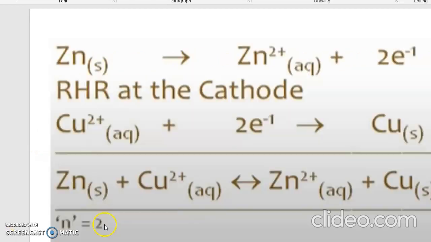We will also write the chemical equation. Zinc, being the anode, loses electrons: zinc to zinc 2 plus plus 2 electrons. This is the oxidation half reaction. Copper 2 plus gains 2 electrons and gives copper. Here the reduction half reaction is copper 2 plus gains the 2 electrons given by zinc and changes into copper. Electrons you can cancel. So the overall reaction is zinc plus copper 2 plus changes to zinc 2 plus plus copper. Here the number of electrons involved in this reaction is 2. n is equal to 2.